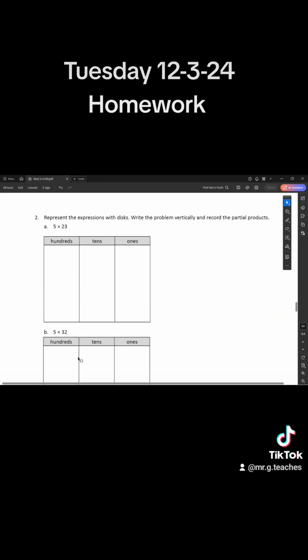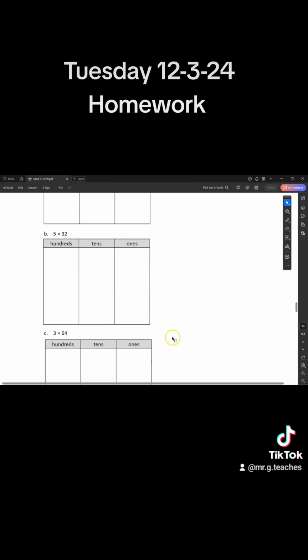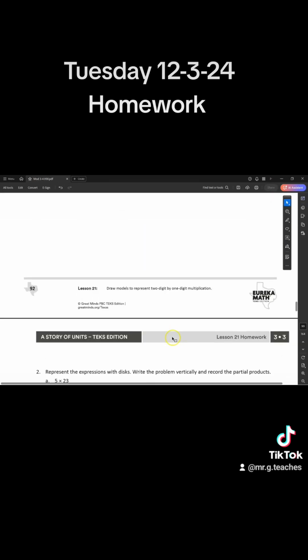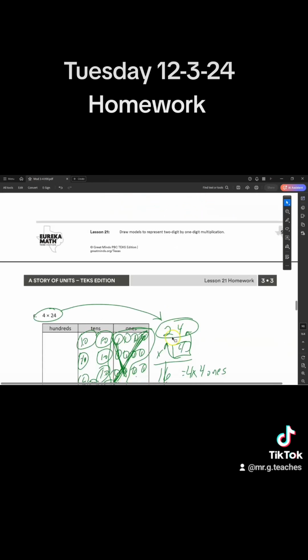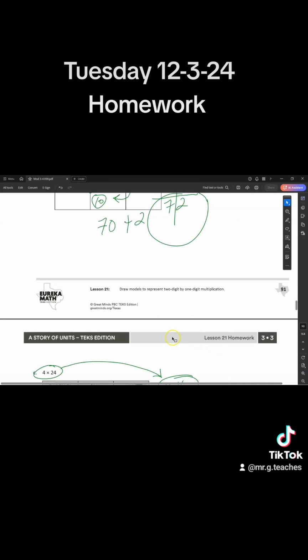Next page says represent the expressions with disks. So write the problem vertically and record the partial products. Number 2 is the exact same thing that we did on 1. Okay, the exact same thing.